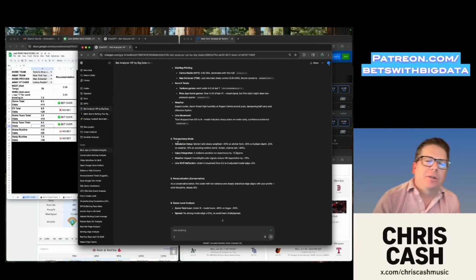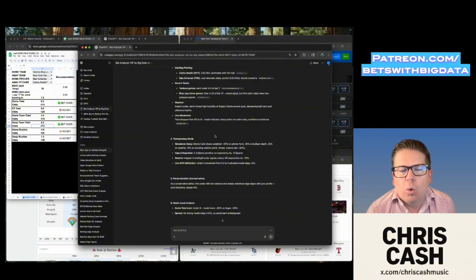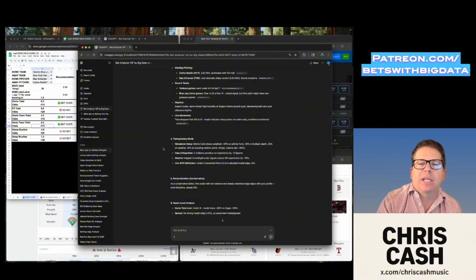Now, transparency mode is something we're really going to get into, but this is what weighs the decision on the bet that it gave me. What it did here is it has 40% on pitcher form, 30% on bullpen depth, 20% on weather, and 10% on scouting metrics. What I want you guys to know is that transparency mode is completely customizable. For me, I am more concerned about the line movement and where all the sharp money is going. So in a minute, when we get through this, I'll show you.